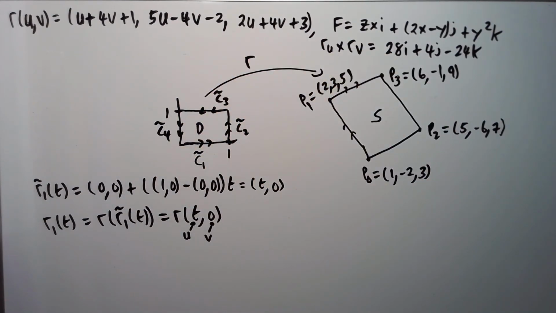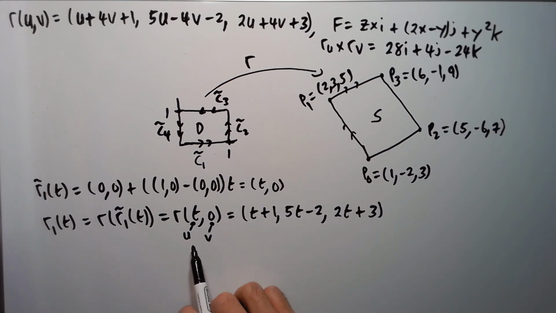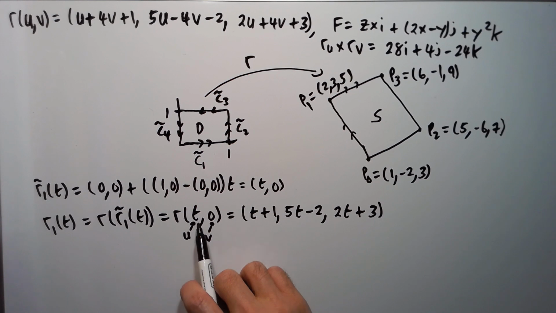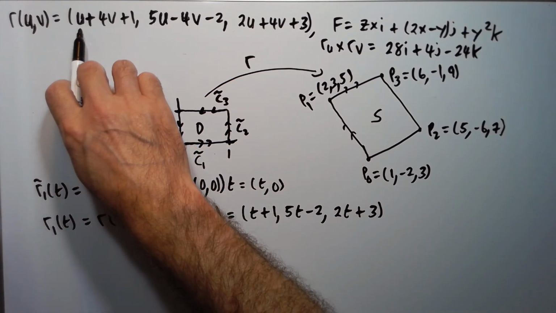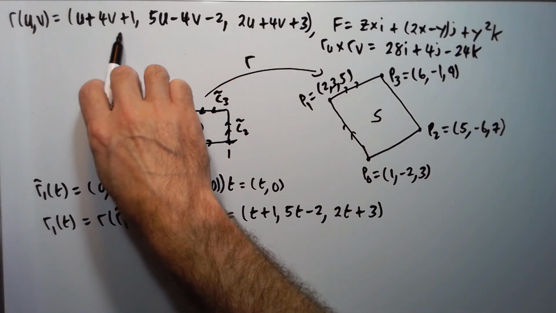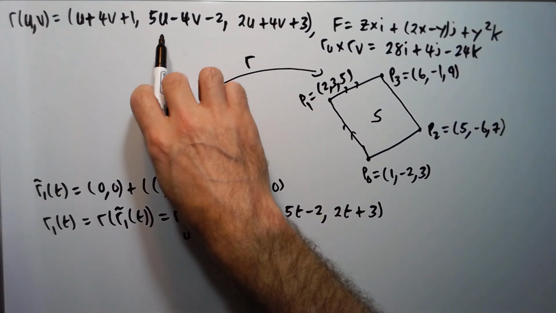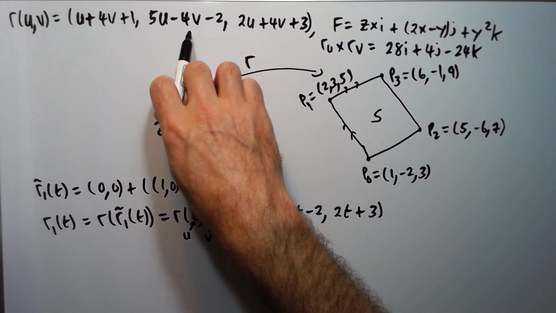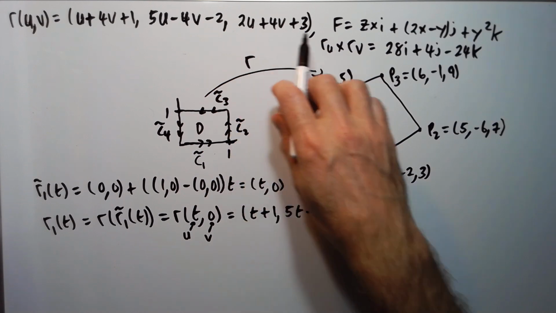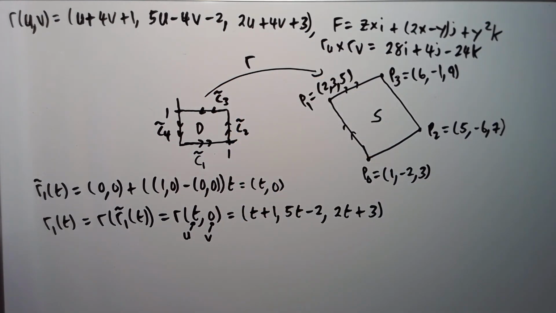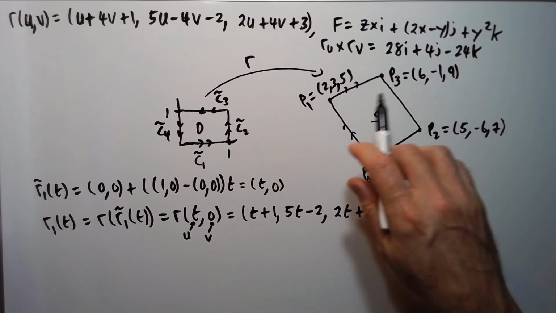So doing that, we get the following. Again, in place of u, I'm putting t, and 0 in place of v, so it'll be t plus 1 on the first component, so I got that. Putting t there, it'll be 5t, and with 0 in place of v, it'll be 5t minus 2, and so forth. Okay, so that's going to map over to parameterizing part of the boundary over here.